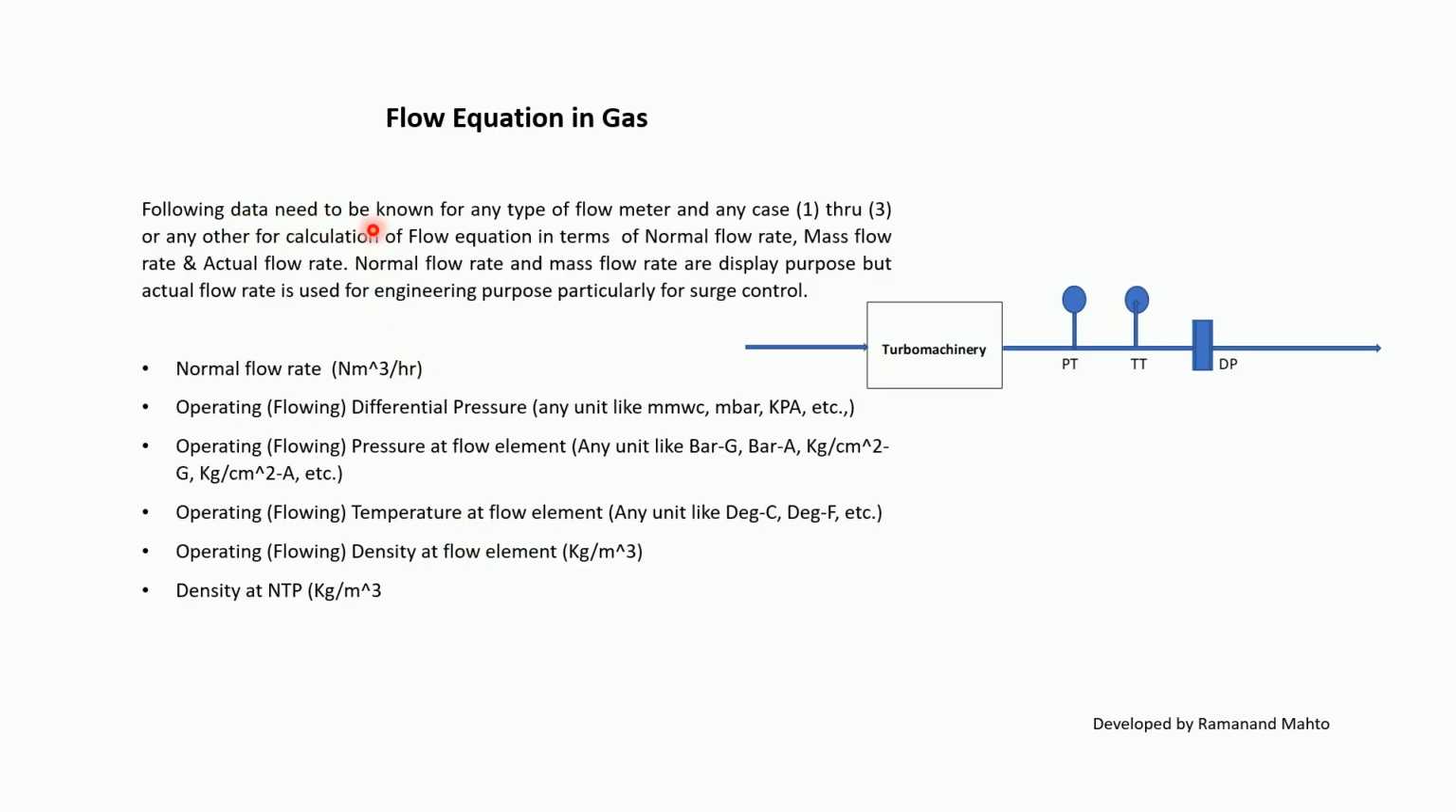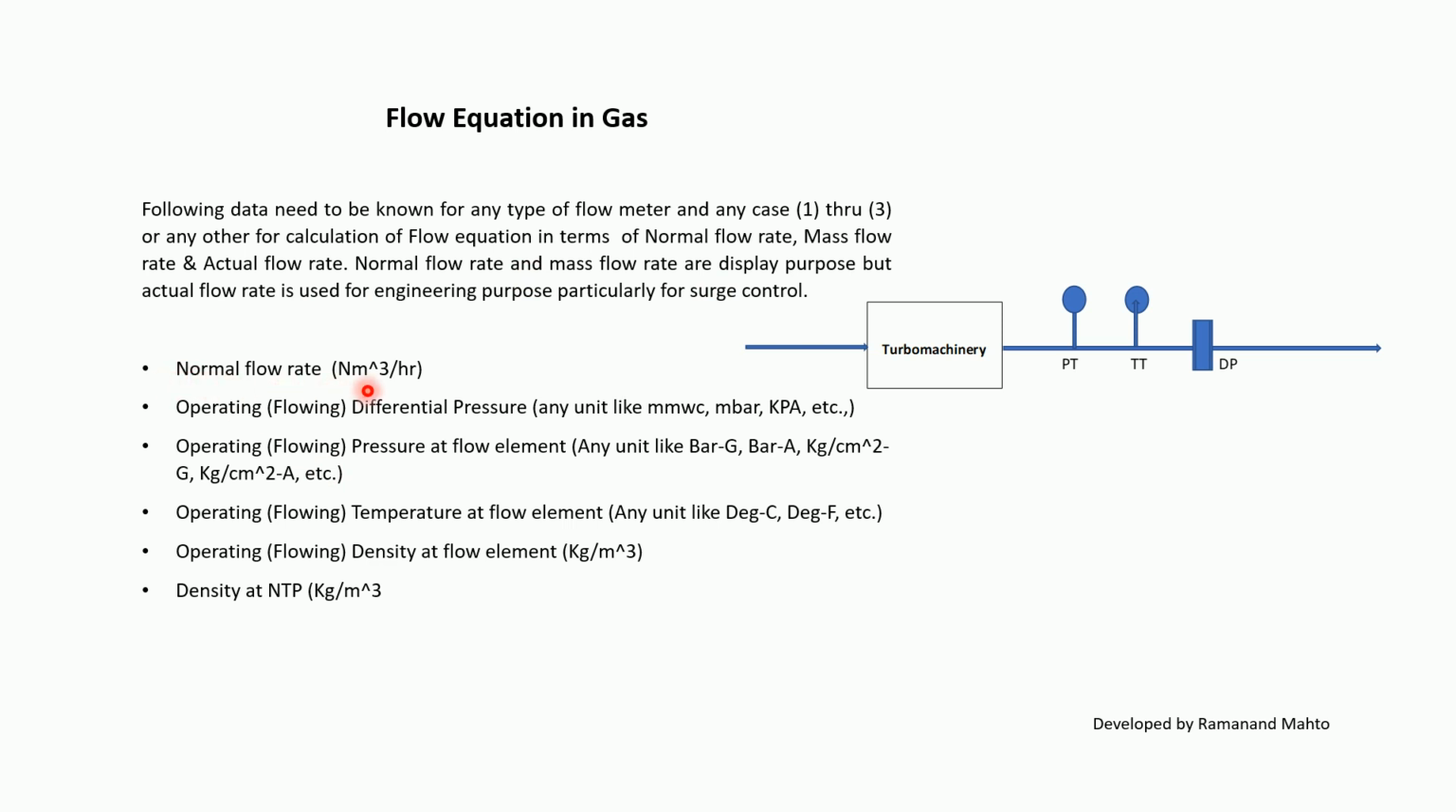The following data need to be known for any type of flow meter, in case 1, 2, 3 or any other, for calculation of the flow equation in terms of normal volumetric flow rate, mass flow rate and actual volumetric flow rate. Normal volumetric flow rate and mass flow rate are for display purposes, but actual volumetric flow rate is used for engineering purposes, particularly for surge control. So we will take case number 2: pressure, temperature and differential pressure. So what are the mandatory data?